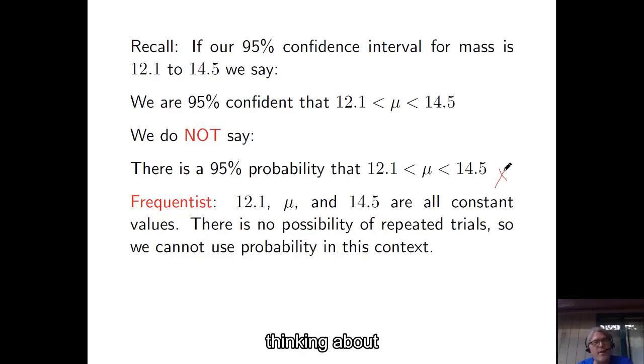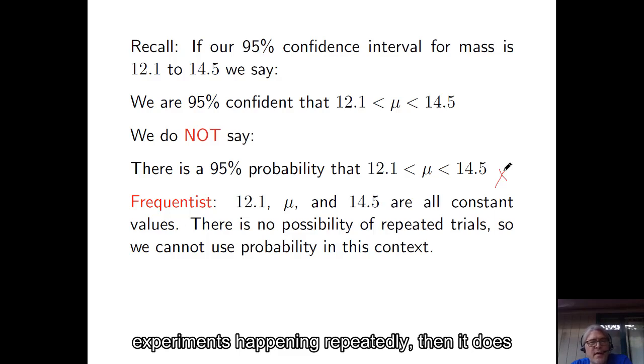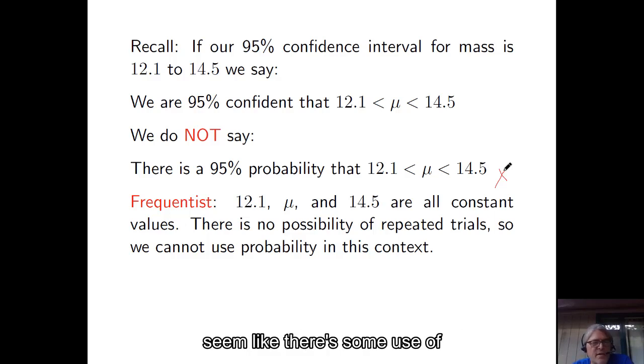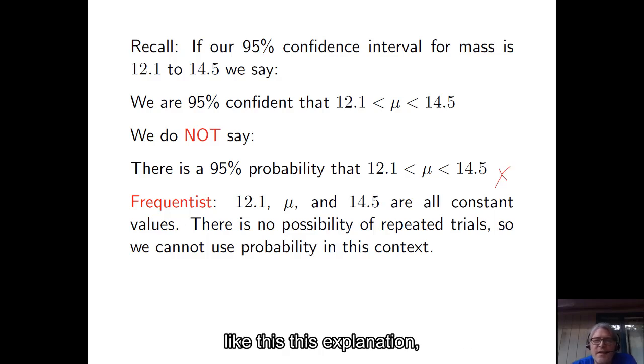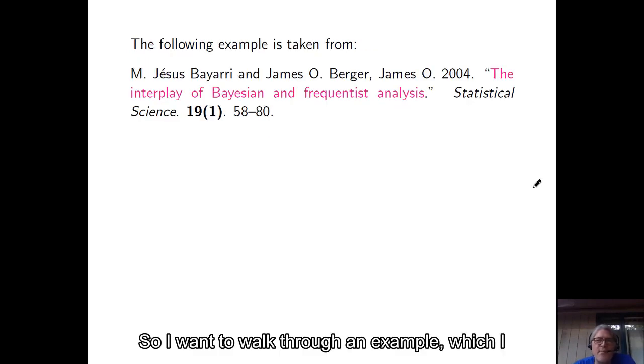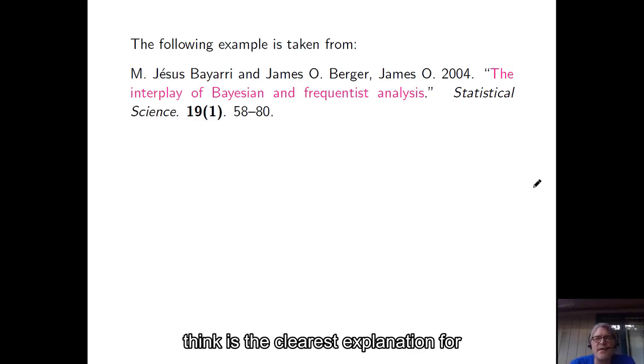So when you're thinking about experiments happening repeatedly, then it does seem like there's some use of probability in that context. And so it seems like this explanation, while valid, is a little bit of sidestepping some of the complexity here. So I want to walk through an example which I think is the clearest explanation for why a confidence interval is not a probability statement about the true parameter.